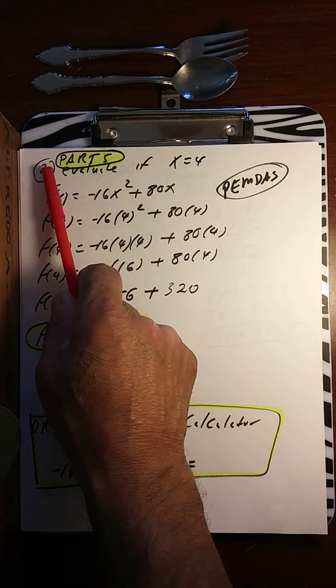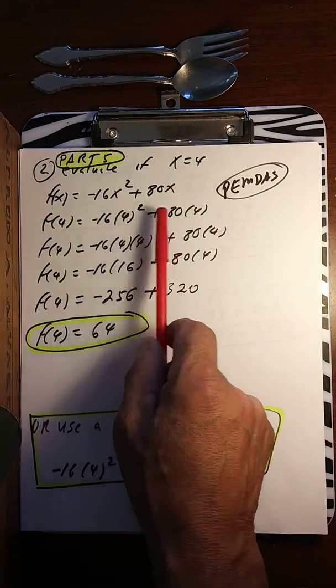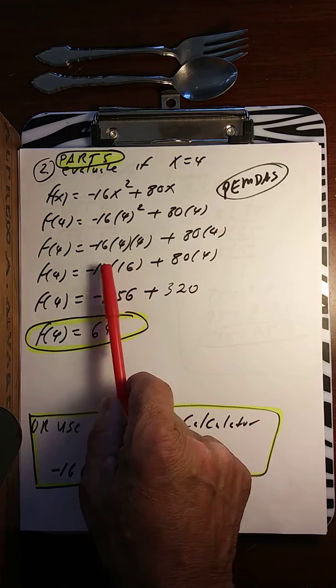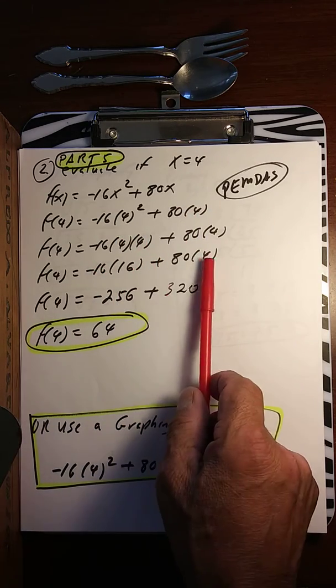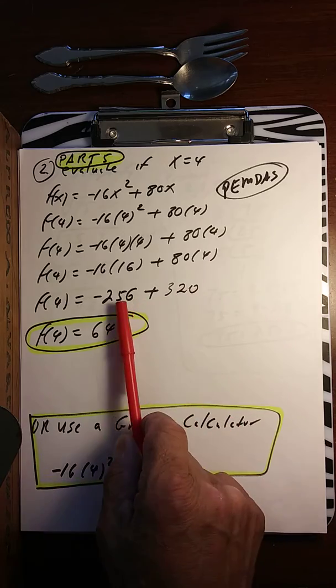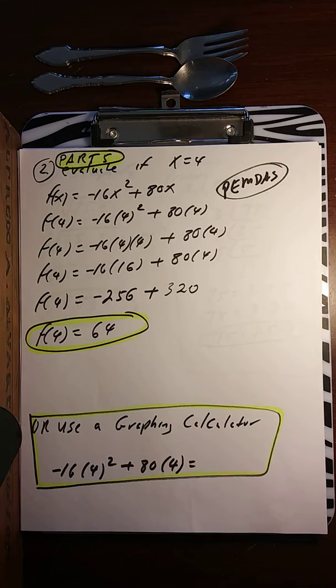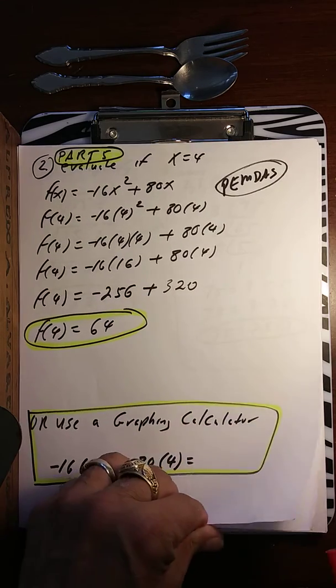Part 5, question 2. Evaluate if x equals 4. Put a 4 there, put a 4 there. 4 times 4 is 16. 16 times that is -256. 320. 320 minus 256 is 64. Or in the calculator, of course.